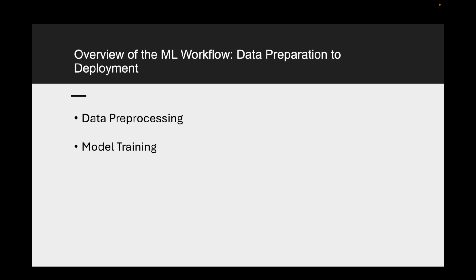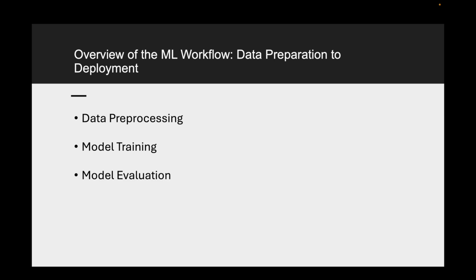Then we have model training. This step involves selecting a model type, for example regression, classification, or clustering, and training it on the prepared data. Supervised learning uses labeled data to train the model, while unsupervised learning works with unlabeled data. We also have hyperparameter tuning, which may also be a part of this stage to optimize the model's performance.